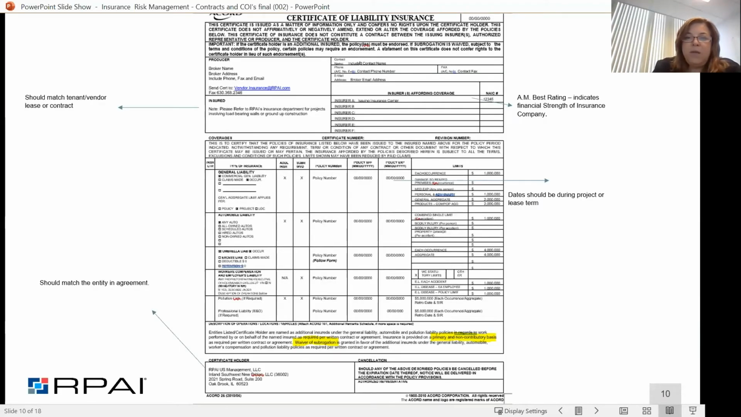So on here, we have a standard Accord form certificate of insurance. Accord is the generally accepted form of certificates. It is the industry standard that almost all brokers use to provide evidence of insurance. At the top, it states that this is for information only and confers no rights or obligations. Underneath where it says important, it says that it has to be endorsed correctly onto the insurance policy.